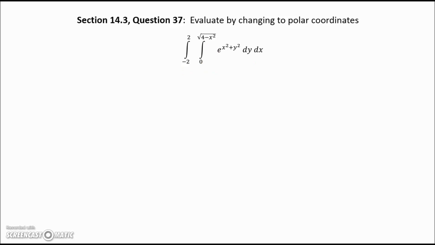Then we have a new question. It says evaluate by changing to polar coordinates. So we have something in Cartesian, and it tells you to change it to polar. So dy dx, we know that this is dA, which we could write in polar as r d theta dr.